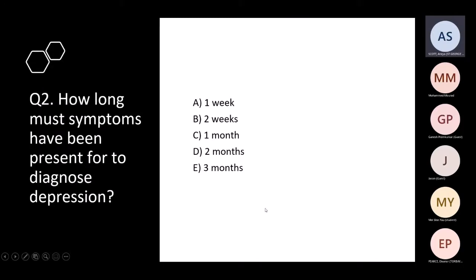So next, SPA. How long must symptoms have been present for you to diagnose depression?